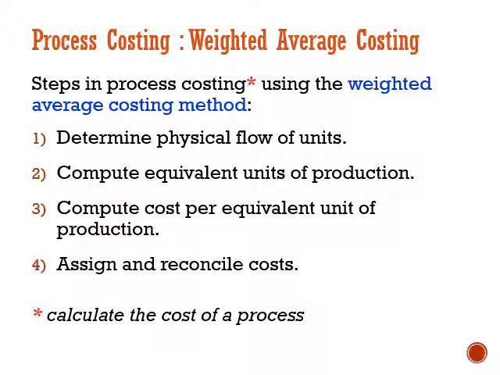Let's now talk about weighted average costing. As mentioned earlier, the weighted average costing combines units and costs across two periods in computing equivalent units and cost per equivalent unit. The four steps demonstrating process costing using weighted average costing are as follows. First, determine the physical flow of units. Second, compute equivalent units of production. Third, compute cost per equivalent unit of production. And finally, assign and reconcile costs.